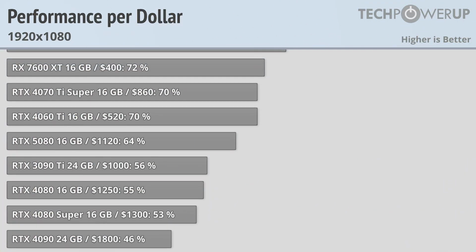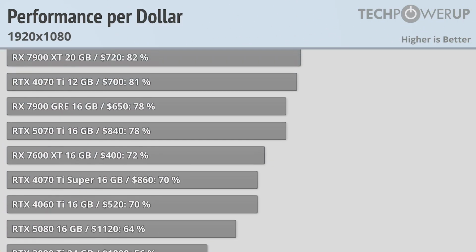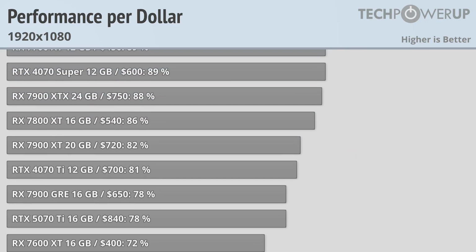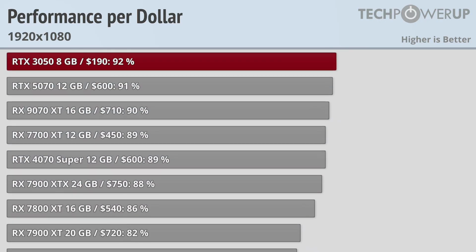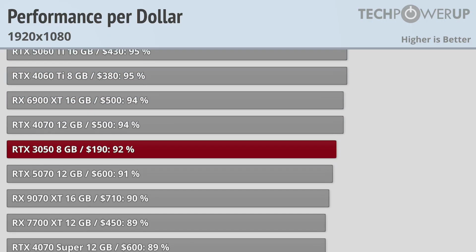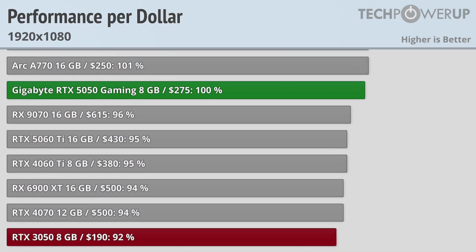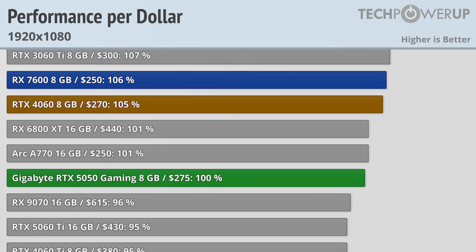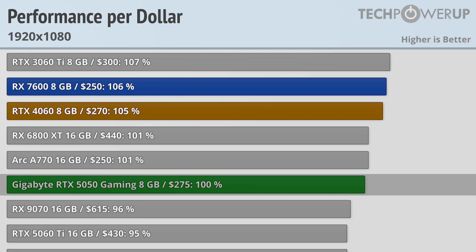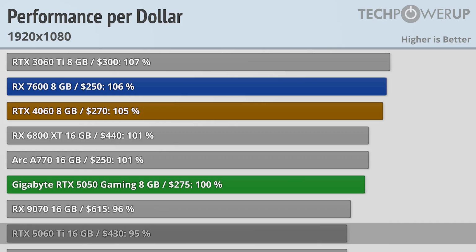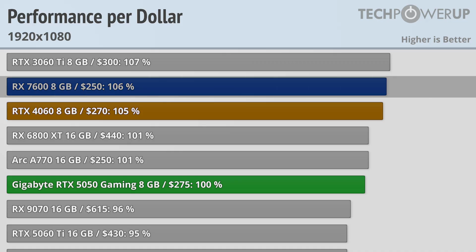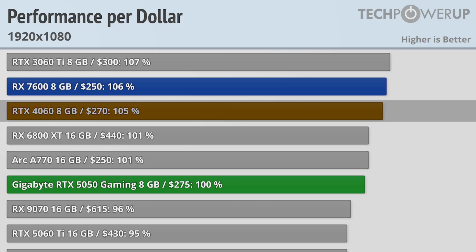But really, the ultimate test for this card is its performance per dollar. Typically, the lower the card is in a product stack, the better the value, but unfortunately that is not the case here. This Gigabyte edition of the 5050 at $275 does provide better value than the RTX 5060 Ti 16GB, but a bit below the AMD RX 7600 at $250 and the RTX 4060 at $270.